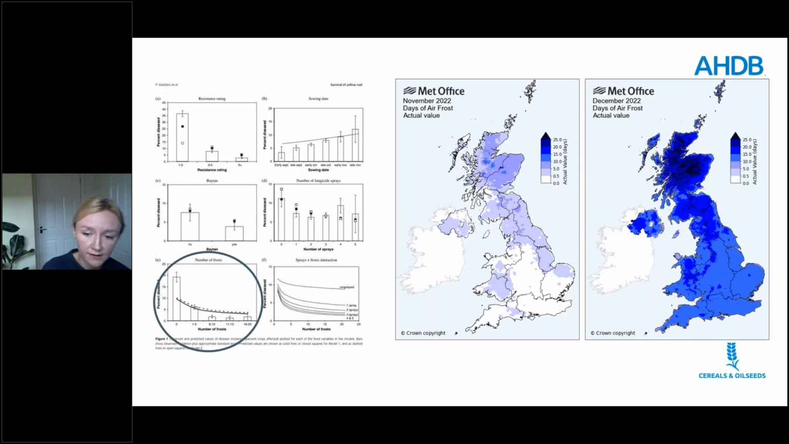So another factor to consider on top of your variety, your drilling date, and your rating is the number of frosts that you've had over December, January, and possibly even February in certain parts of the country.